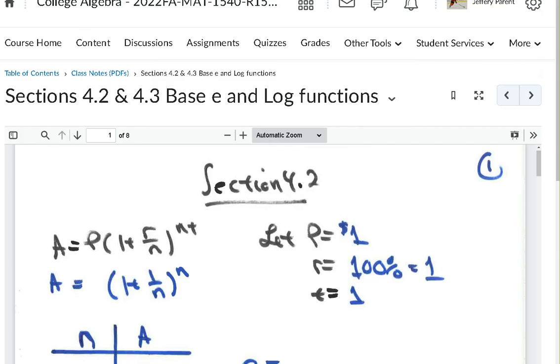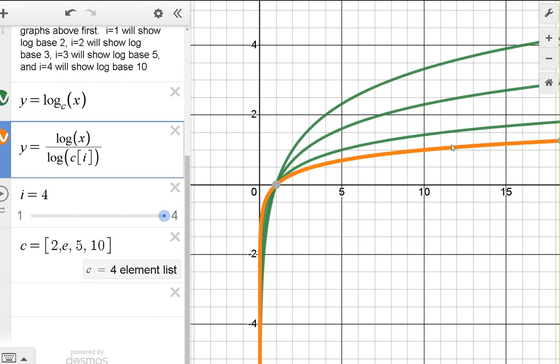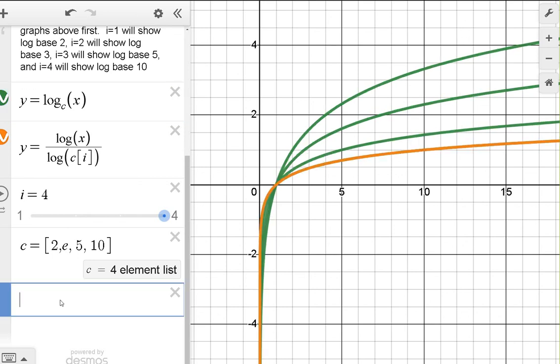Let me see if I still got it here. I think I do. Here are all different graphs, and let me look at them one at a time. Here's a graph of log base 2 of x. Here's a graph of log base e of x, and then log base 5 of x, log base 10 of x. But all of them are passing through this one point. All of these graphs have to pass through (1, 0). And none of them do on our previous set of graphs. Other than that, these things got all the things you need.